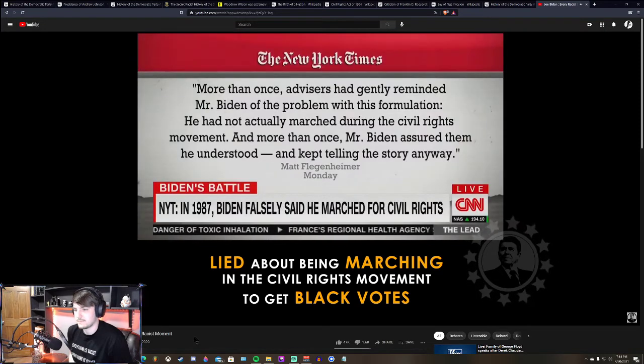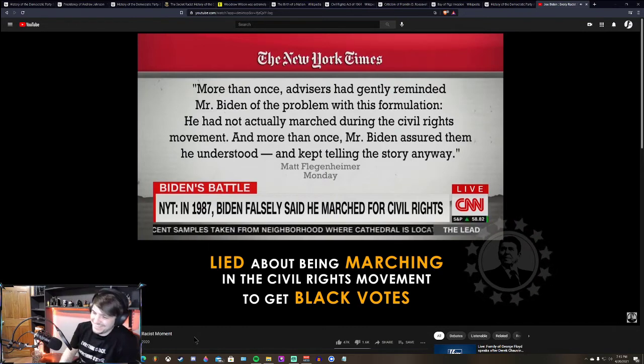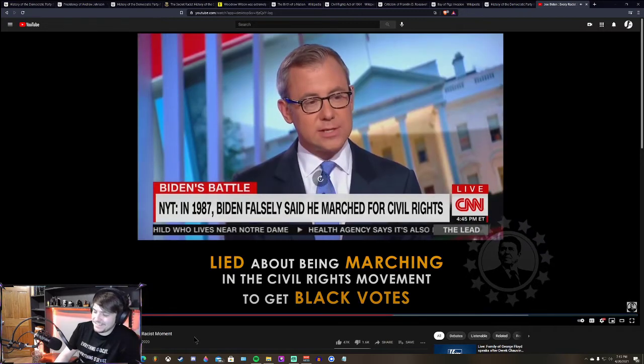More than once, advisors had gently reminded Mr. Biden of the problem with this formulation. He had not actually marched during the civil rights movement, and more than once, Mr. Biden assured him that he understood. His aides went back.